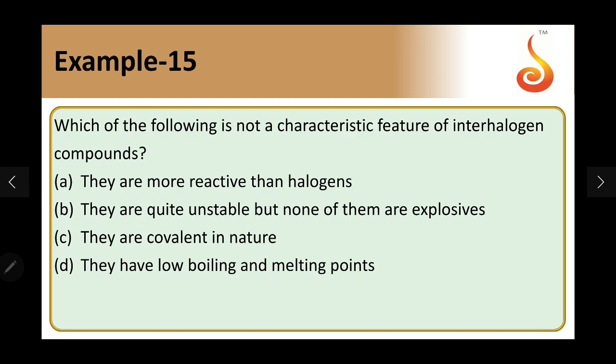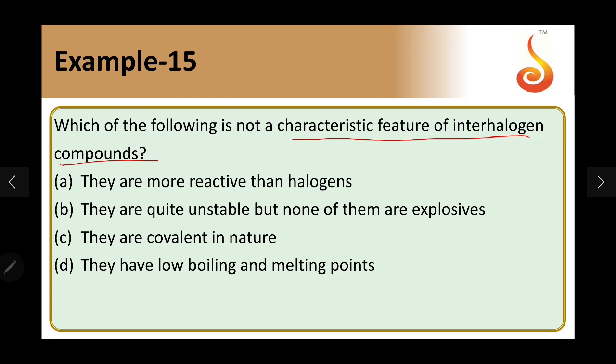Example 15. Which of the following is not a characteristic feature of interhalogen compounds? So if I take the options, they are more reactive than halogens. They are quite unstable, but none of them are explosives. They are covalent in nature. They have low boiling and melting point. So which is not a characteristic feature?